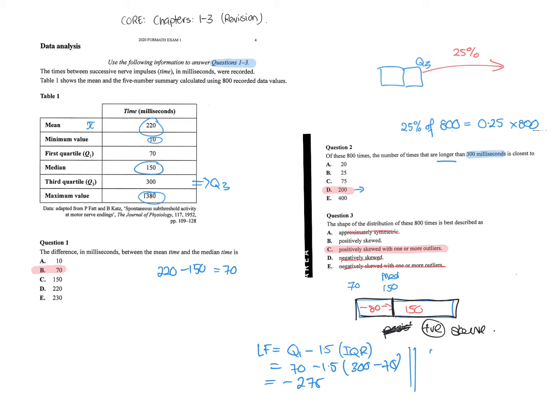But if we look at the upper fence, Q3 plus 1.5 times the interquartile range, it'll be 300 plus 1.5 times (300 minus 70). If we do that, we get 645. So any number above 645 is an outlier. We can see the maximum value is already above that, so that becomes an outlier. This is how we pick the positive skewed with an outlier.